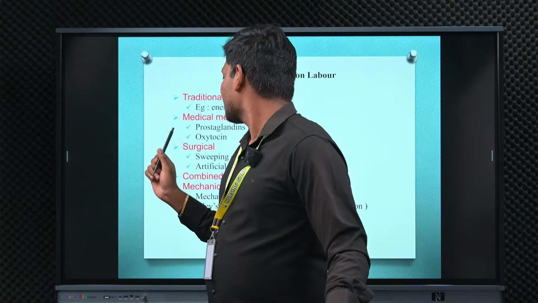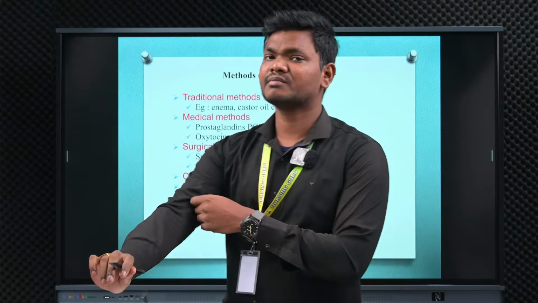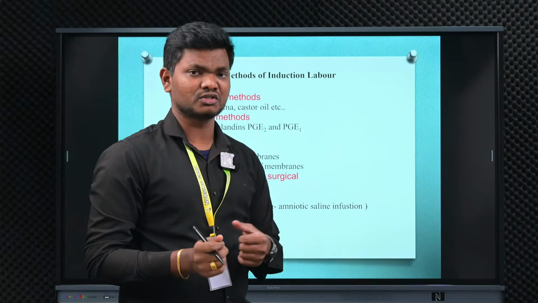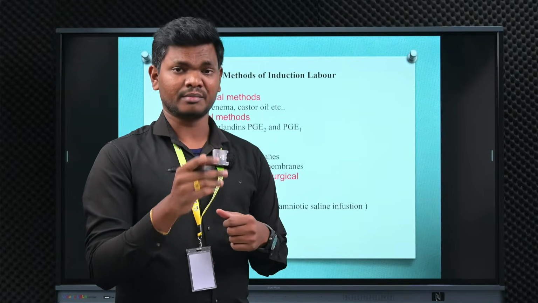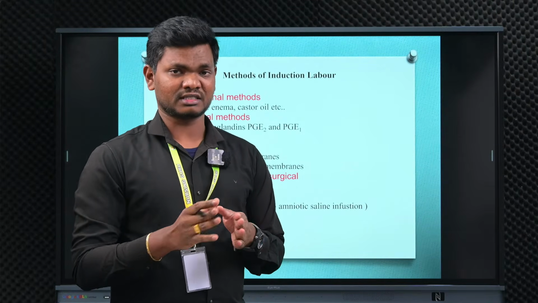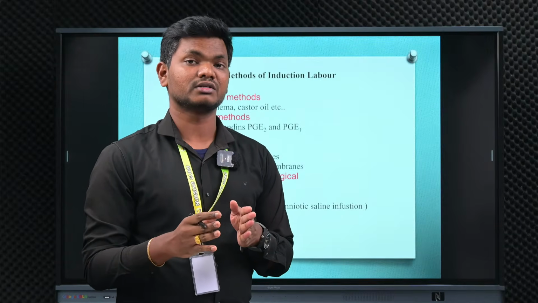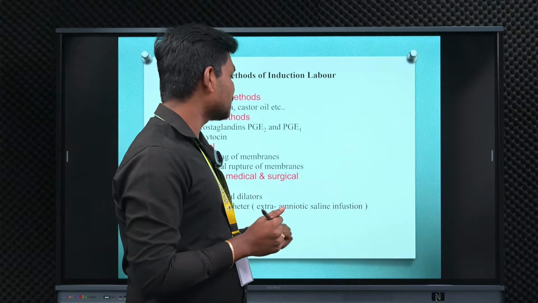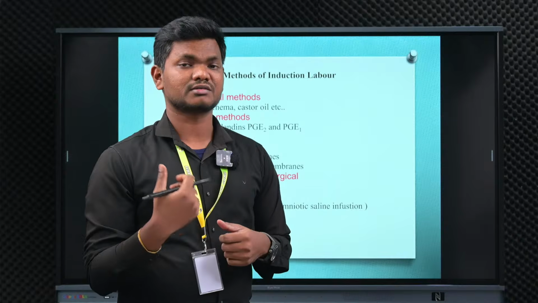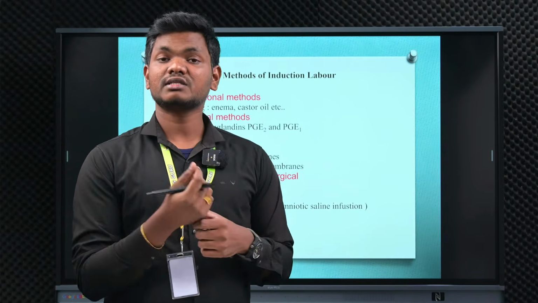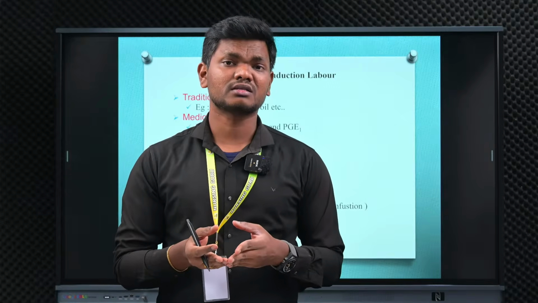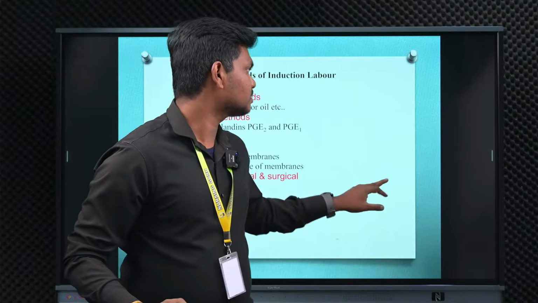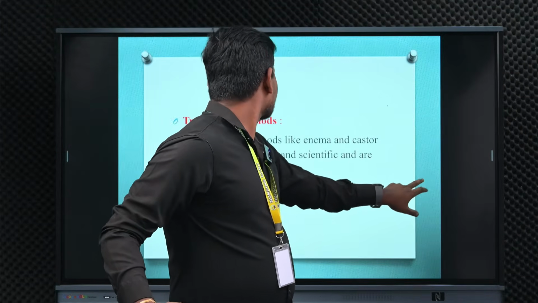The next one is the mechanical method. When you are talking about the mechanical method, mainly a mechanical dilator can be used. It is an instrument that we introduce into the cervix to make the dilatation of the cervix. Otherwise we can use the Foley catheter, which is introduced and makes the rupture. So that is also one of the mechanical methods of induction. So these are the methods of induction.